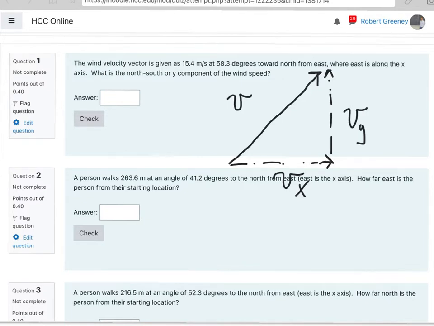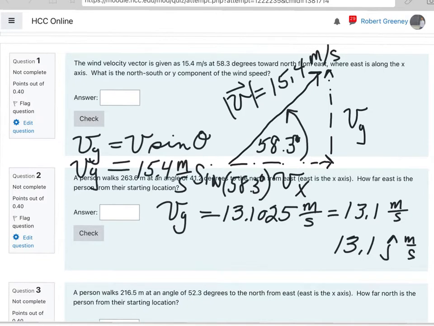Just use my numbers. Okay, I hope you're not, don't be lazy, do these out. Don't just watch me. It's much more beneficial if you do it. So, first of all, I labeled everything, which I should have done, 58.3 degrees. Notice, v is a vector. This is the magnitude of the vector. That's the notation, equals 15.4 meters per second.